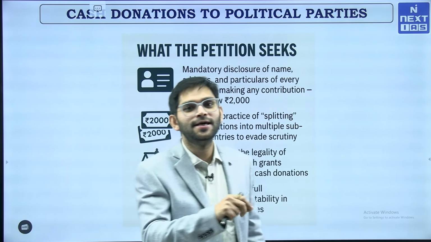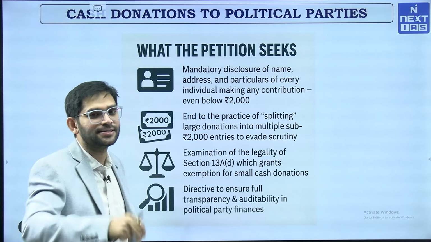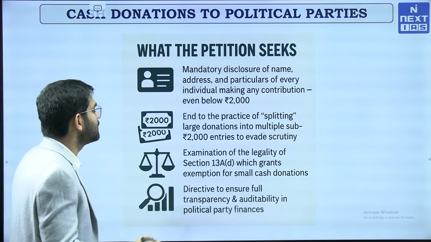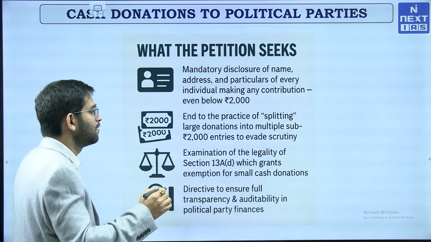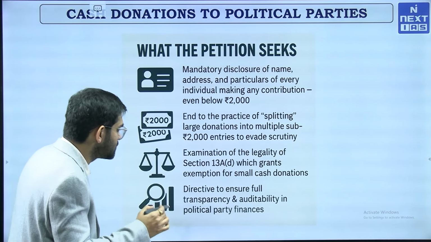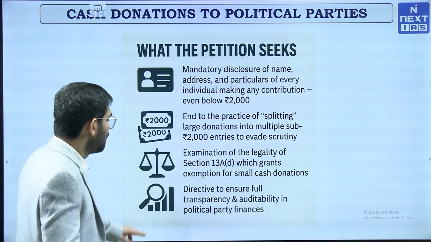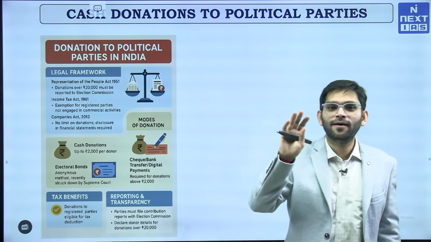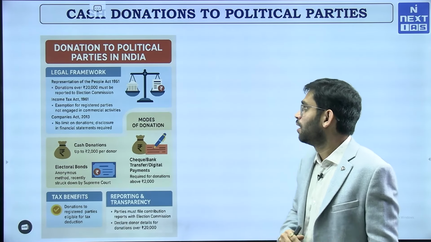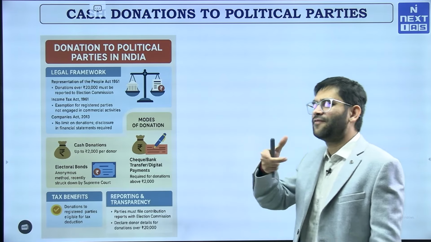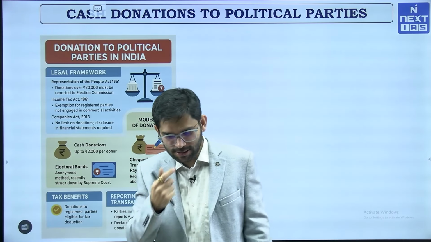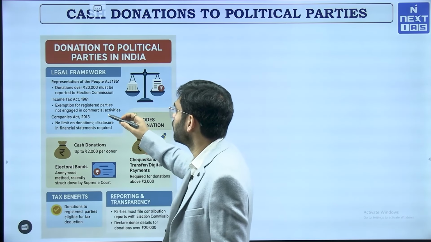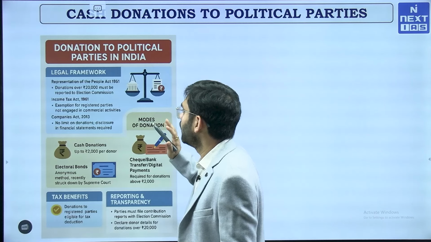Now, this petition actually seeks to eliminate such opacity, and it seeks examination of the legality of section 13A subclause D, which grants exemption for small cash donations. And what will it bring? It will bring transparency and accountability. Now, we will see the legal framework, what exactly happens in these donations. Under ROPA, the Representation of People's Act, donations over 20,000 must be reported to the Election Commission.